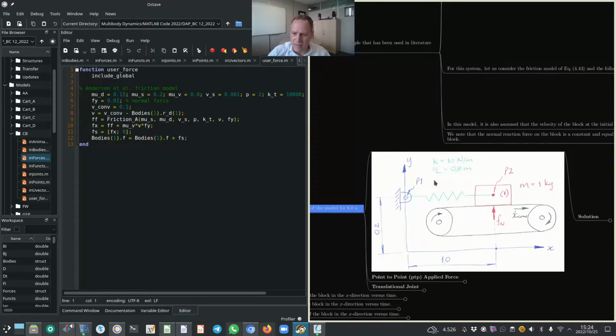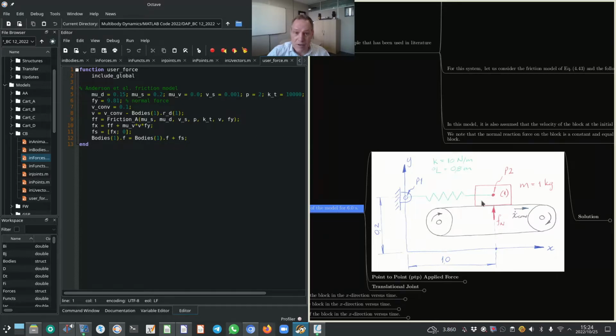I've also added some of the parameters for the spring, as well as the mass of the block. I've also indicated the conveyor and the rotation of these conveyor idlers being clockwise, so that the speed of the conveyor is in the positive x direction. And I've also indicated the global XY coordinate system on the sketch.